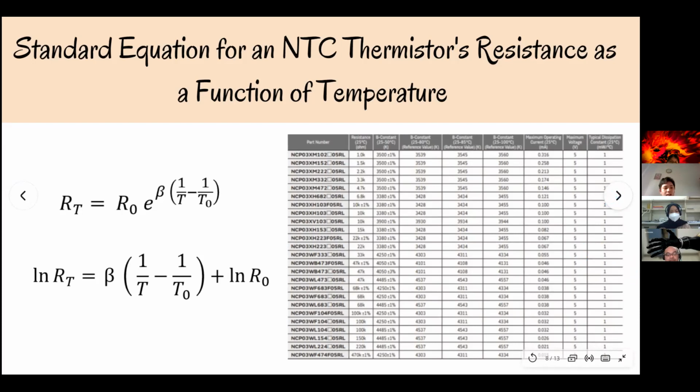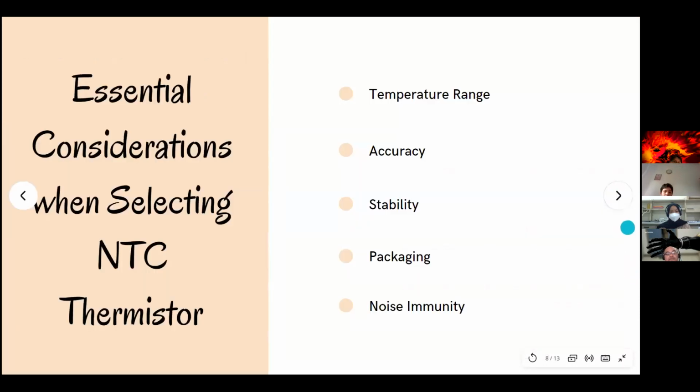Next. So these are the essential considerations when selecting an NTC thermistor. The first one is temperature range. The second one is accuracy. Third one, stability. Fourth one, packaging. And the last one is noise immunity.